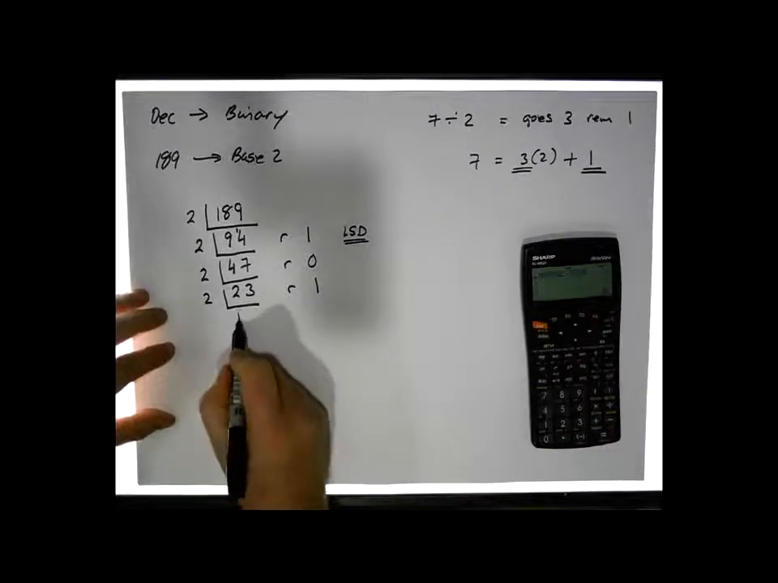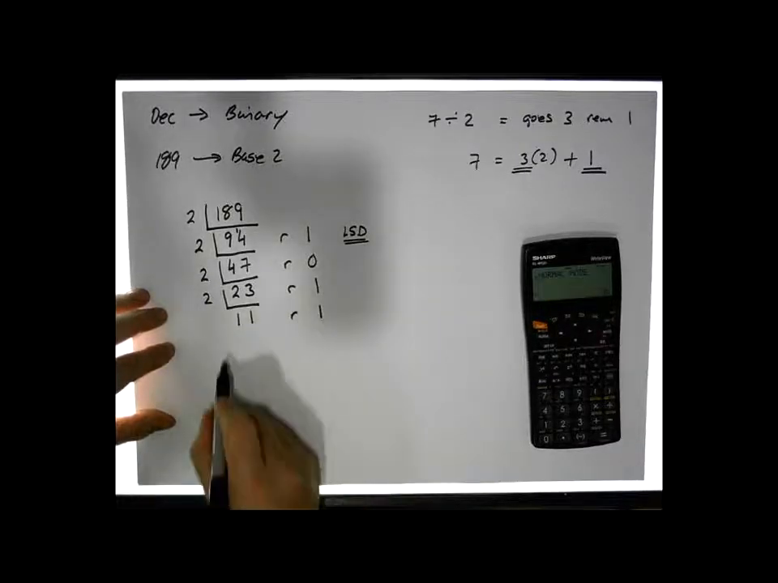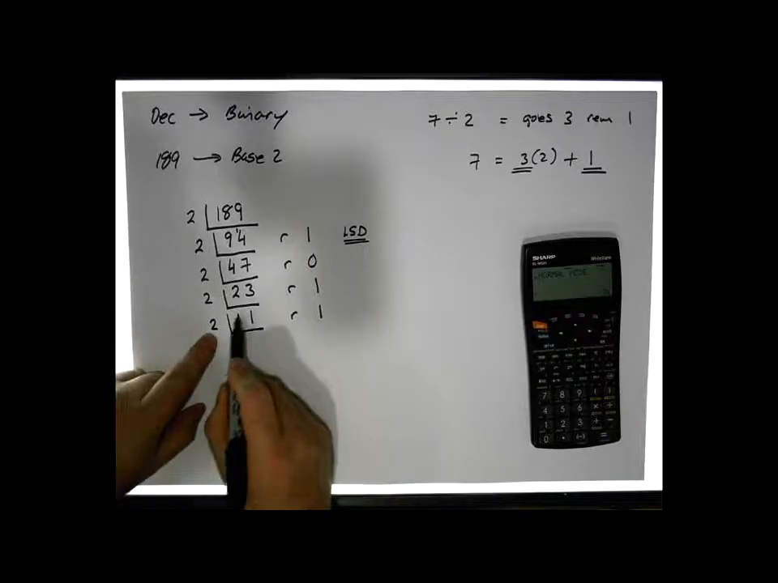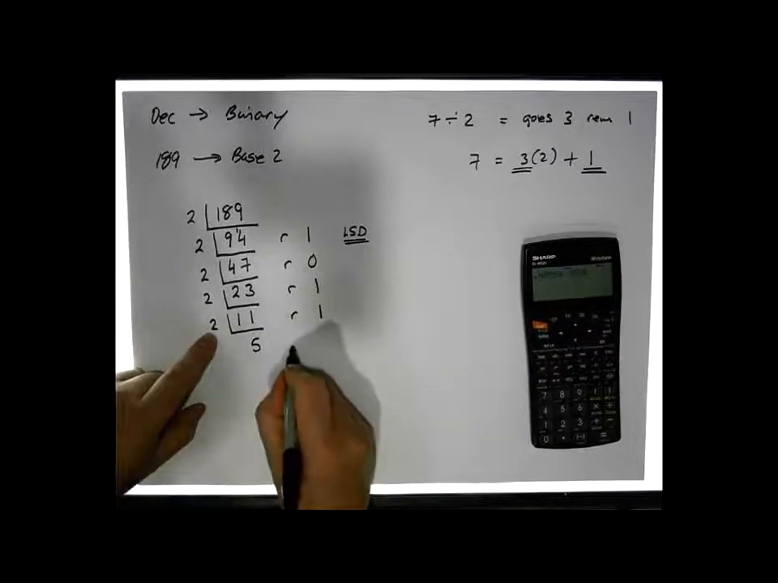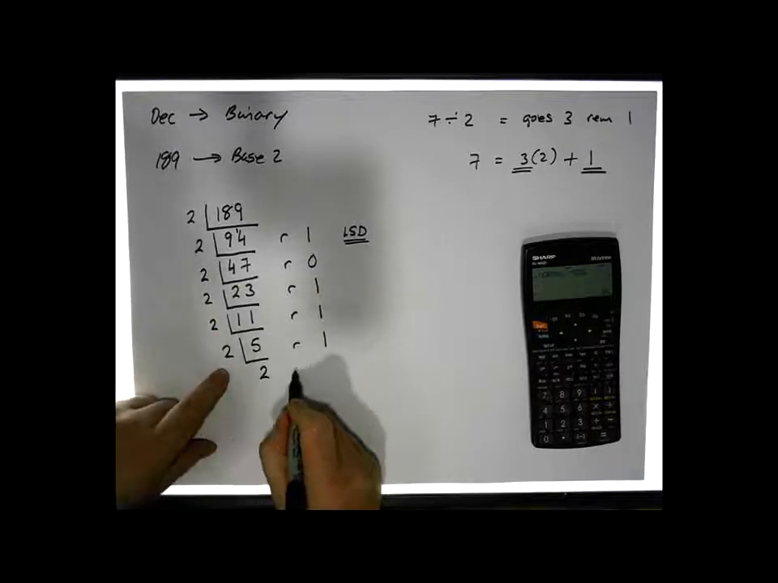2 into 2 goes once. 2 into 3 goes once with a remainder of 1. I'm going to divide 11 by 2. Okay. 2 into 1 won't go. 2 into 11 goes 5 times with a remainder of 1. 2 into 5 goes twice with a remainder of 1.